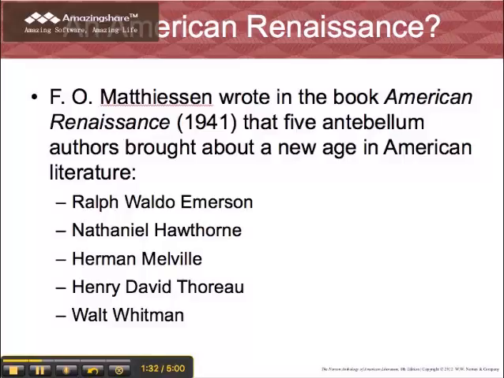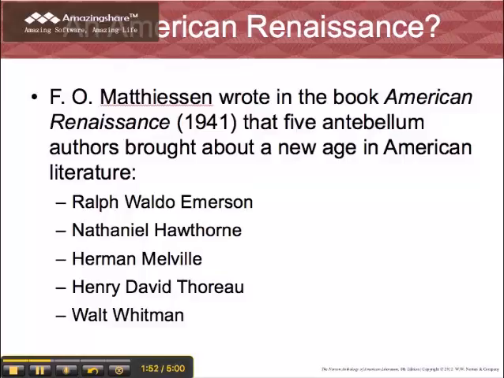Matthiessen's book undid much of the work done by books such as Pattee's to denigrate antebellum American literature without, it bears noting, addressing the sexist bias, paving the way for books such as Roy Harvey Pearce's The Continuity of American Poetry, 1961.